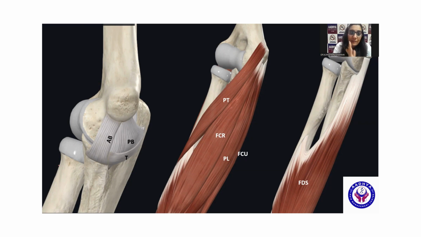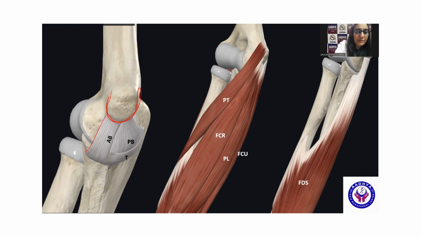Now, once you are keeping the probe on the medial side in a craniocaudal direction, what are the structures you will be looking at? So get yourself acquainted with that. This bony projection which you are seeing, right? This is the medial epicondyle.